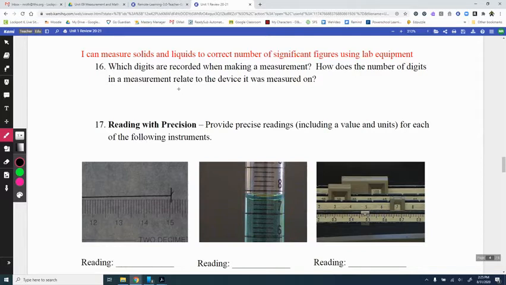Okay. That uncertain digit is always one place value past whatever your measurement tool is marked to. So if it's marked every 1 centimeter, your estimated digit has to be in the 10th place. If it's marked every 10th of a centimeter, your estimated digit has to be in the 100th place. Okay. All right. How does the number of digits in a measurement relate to the device it was measured on? Yeah, we talked about that.